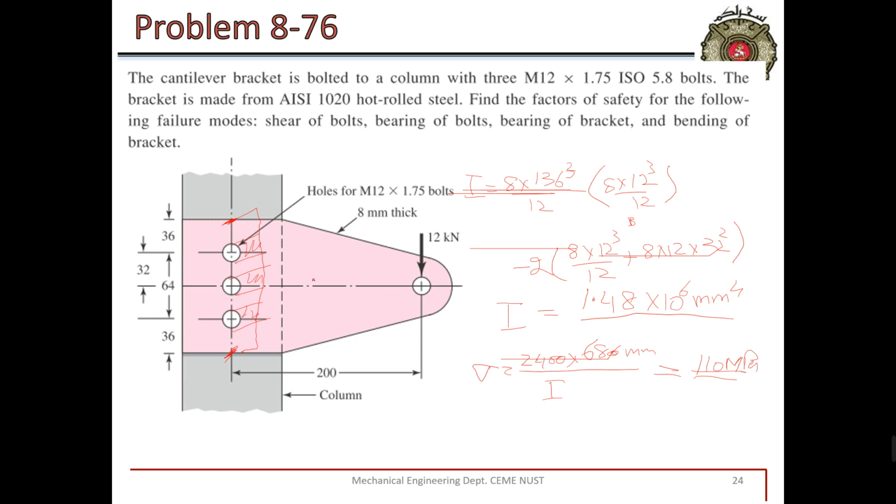This is the bending stress in the beam. We have to check it against the yield strength, so the factor of safety is equal to 210 divided by 110, which gives us 1.91. So this is the factor of safety against yielding in bending of the bracket.